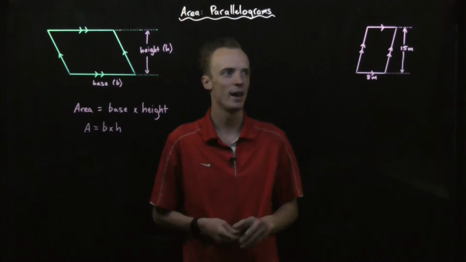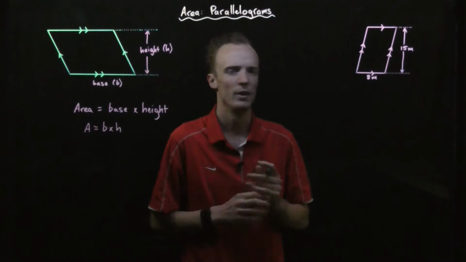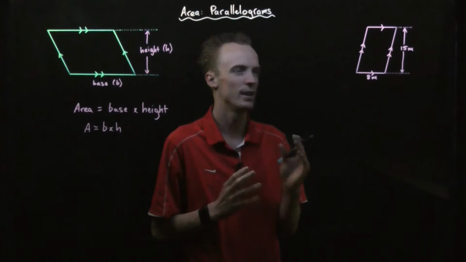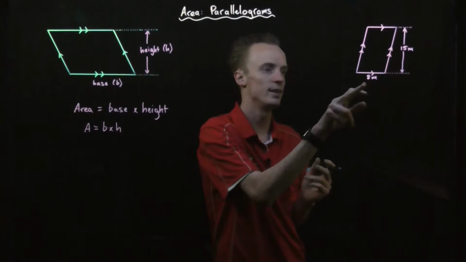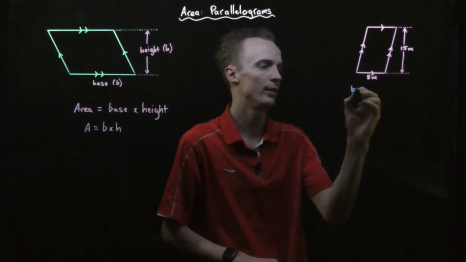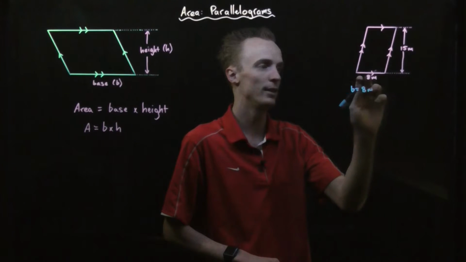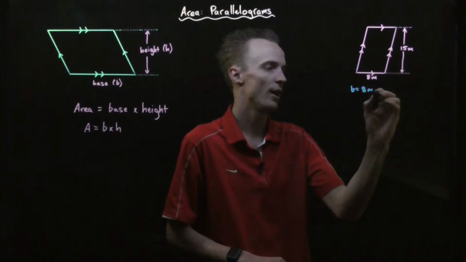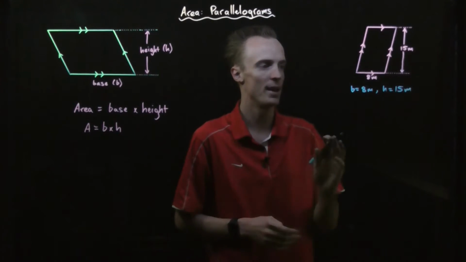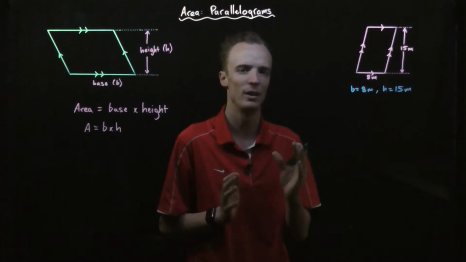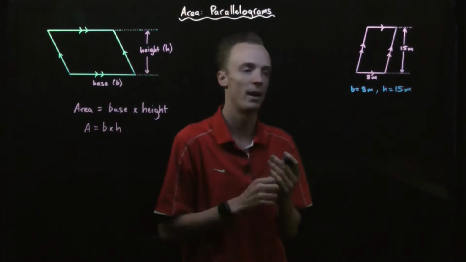So let's look at a parallelogram such as the one I've got here and look at how we calculate the area of it. The first thing that we need to do is to identify the information that we've been given. Now, the base here is actually a shorter side. It's this 8 meters. So our base is equal to 8 meters. And our height here is relative to the base at right angles. So our height is 15 meters. Now, because the length of our base and the height are in the same units, we don't need to do any conversions here.